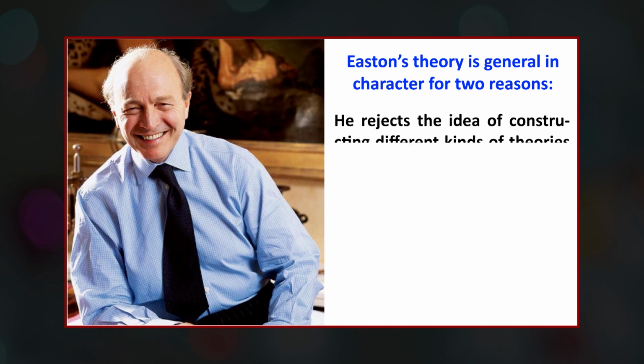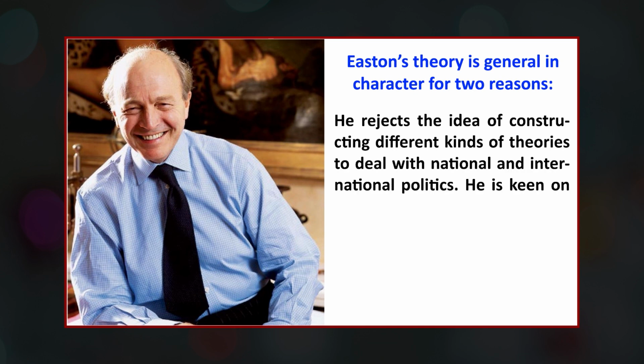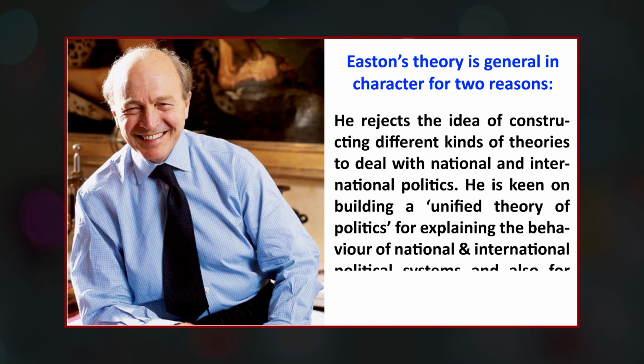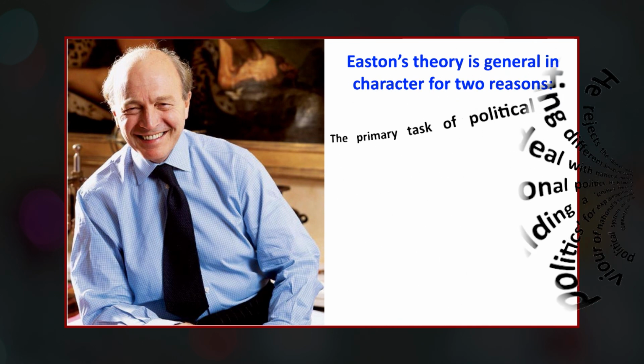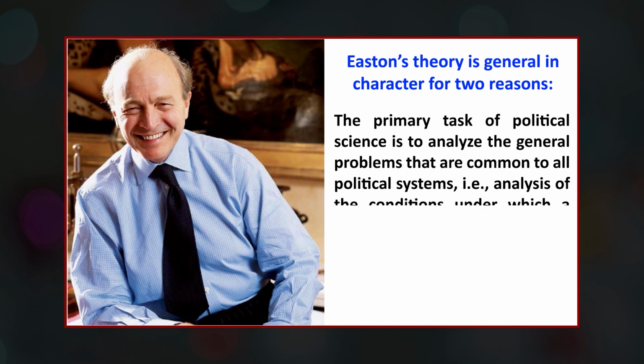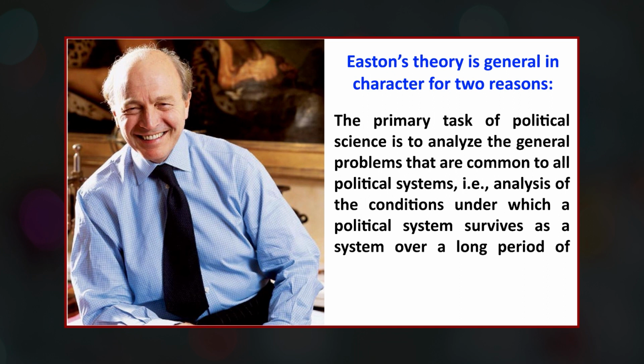First, he rejects the idea of constructing different kinds of theories to deal with national and international politics. He is keen on building a unified theory of politics for explaining the behavior of national and international political systems, and also for comparing them. Second, he states that the primary task of political science is to analyze the general problems that are common to all political systems, that is, analysis of the conditions under which a political system survives as a system over a long period of time.